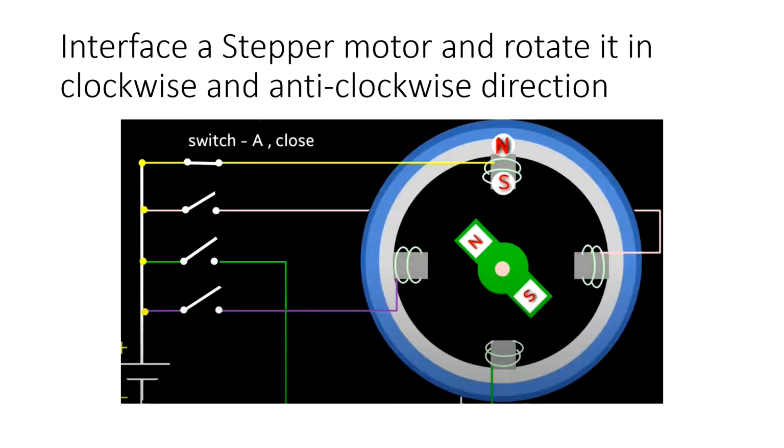Hello all. So today we are going to study how a stepper motor rotates in clockwise and anti-clockwise direction. So basically, what is a stepper motor? A stepper motor is nothing but a combination of a rotor and a stator.